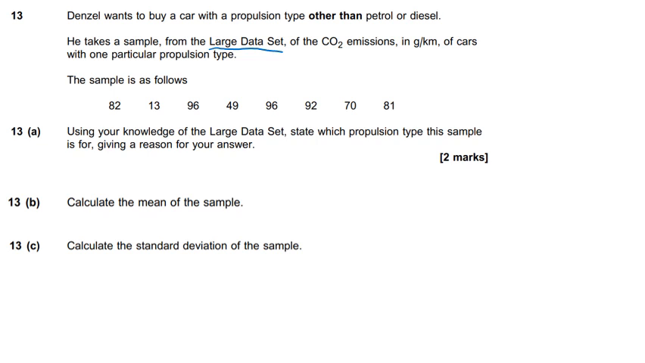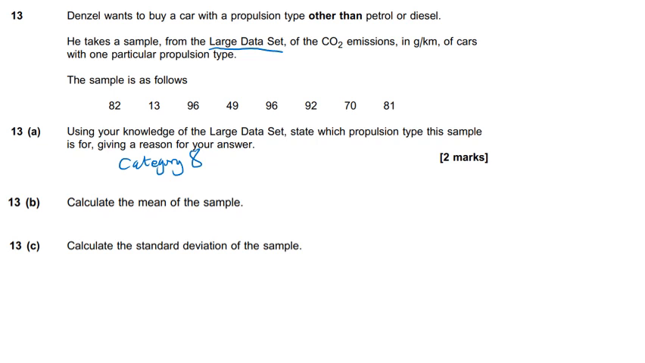A sample was taken of one particular propulsion type, and this is the carbon dioxide emissions from that sample. Basically, what you should know from being familiar with the set is that having such a large range tells us that it's in category 8. I'm not going to say anything more about that. If you're unfamiliar with the data set, that will mean nothing to you.